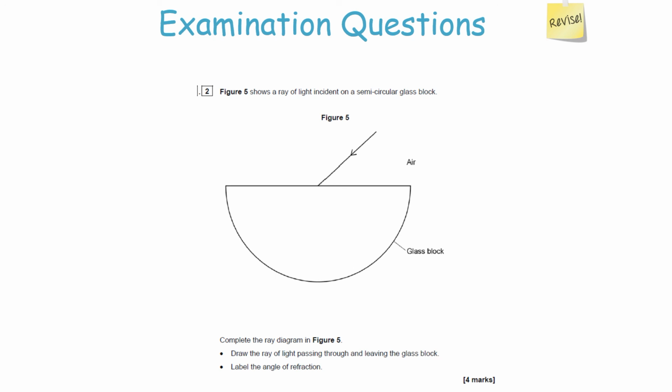And then what happens is it's then going to hit the glass block. Now, because the glass block is at an angle itself, it's at a semicircular point, that's actually going to negate any change in direction after that, because it's a curved surface.